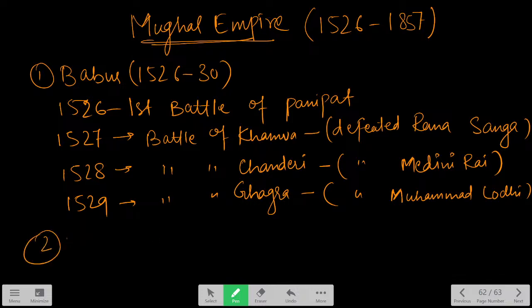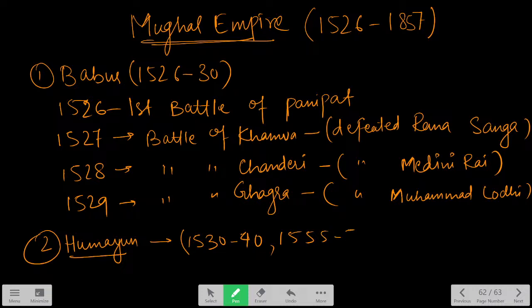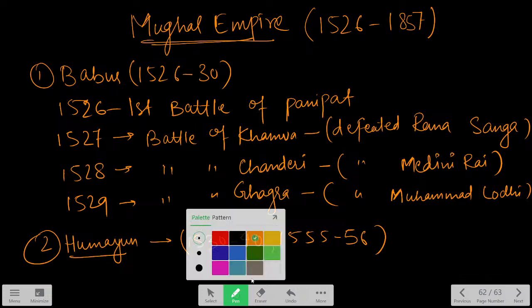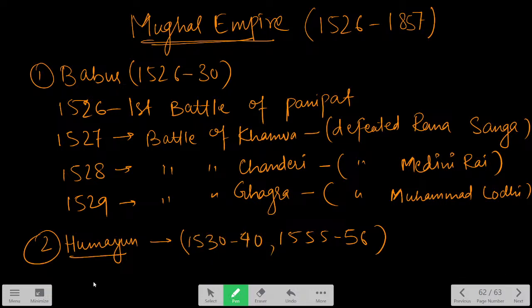Next is Humayun. We have already learned about this. The rule of Humayun is from 1530 to 1540, and then again from 1555 to 1556. For about 15 years he was in exile. He was defeated by Sher Shah Suri. So the most important parts are covered for Humayun.